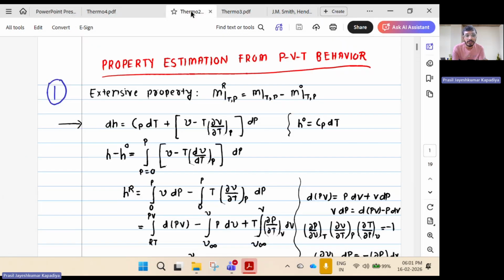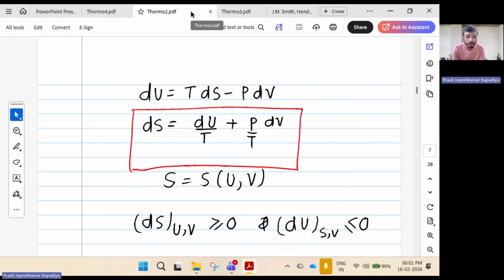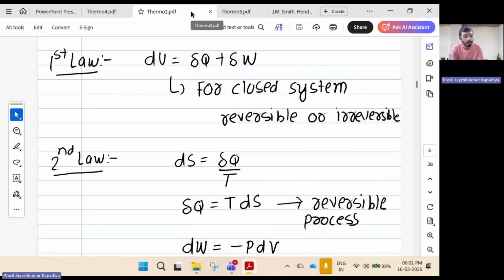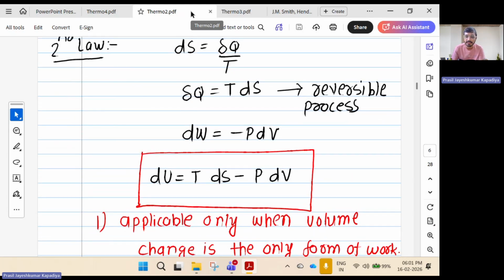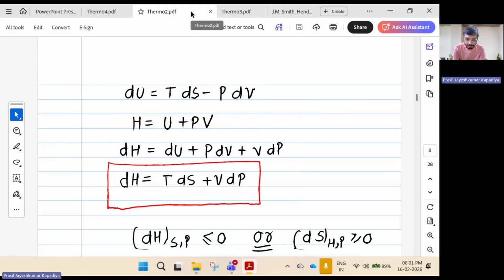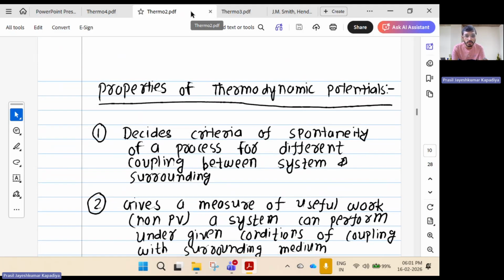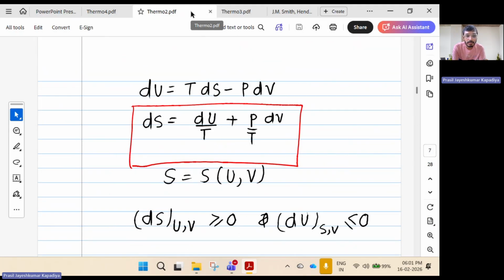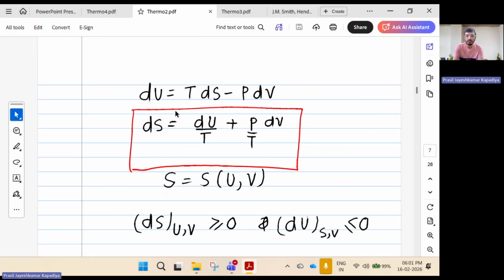So let's first go through what we studied. In class 2, we studied the combined first and second law of thermodynamics, which says that dU is equal to TdS minus PdV. Further, we found the conditions for spontaneity: for a constant S, V system, dU should be less than or equal to 0; for a constant S, P system, dH should be less than or equal to 0; for a constant V, T system, dA should be less than or equal to 0; and for a constant T, P system, dG should be less than or equal to 0.